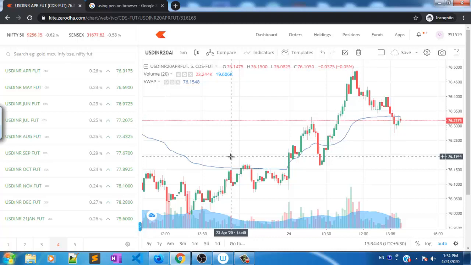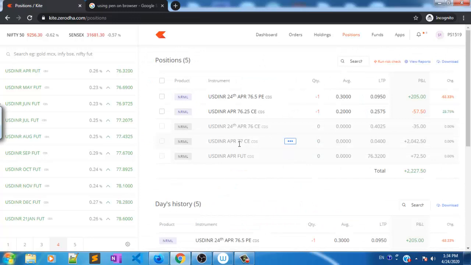We will see a few trades which I have done. I have taken USD INR April 77 strike price and closed it, and I made a profit of around 2000 rupees. And in this 76 CE option, I made a small loss of 35 rupees, but this is a paired trade. The second option, that is the 76 strike price, is a trade taken along with the USD INR April future, where I made a profit of 70 rupees. These two I have taken at a time, but I have closed them for some reasons which I'll talk about later.